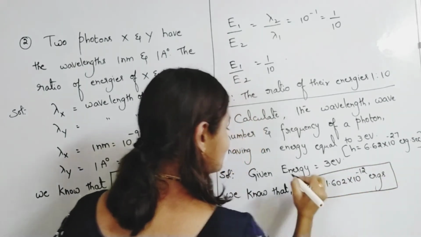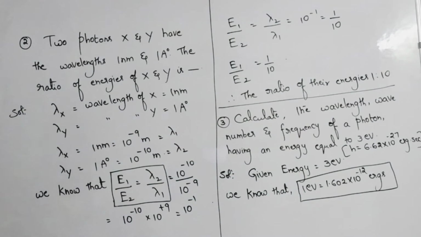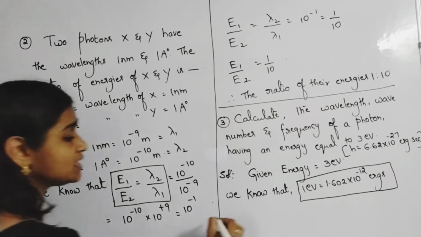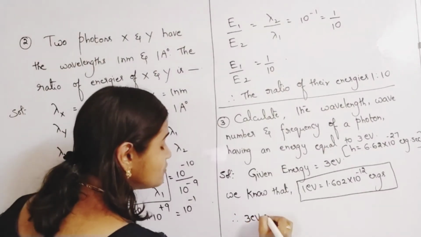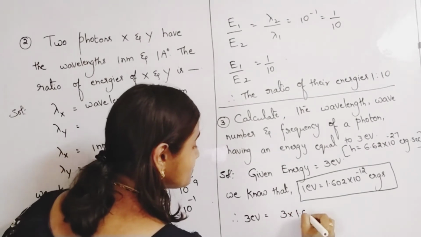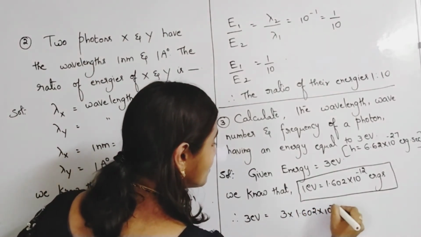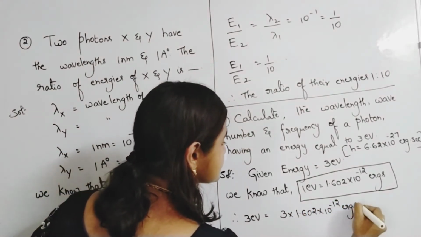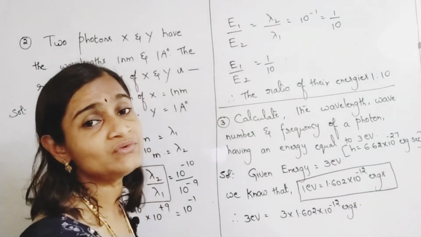Okay, now 1 electron volt in terms of ergs is equal to 1.602 into 10 to the power of minus 12 ergs. So 3 electron volts is equal to how much? 3 into 1.602 into 10 to the power of minus 12 ergs. The 3 electron volts value we know.